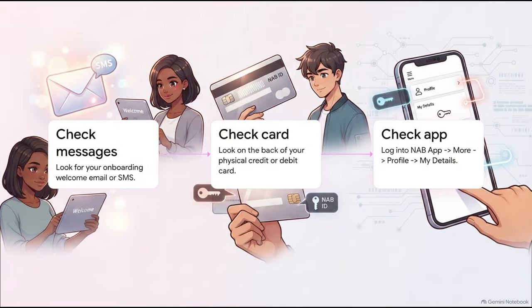So where do you find this key? Well, for personal accounts, you've got 3 incredibly easy ways to grab your NAB ID right now. First off, check your onboarding welcome email or SMS from way back when you first joined. Second, just flip over your physical credit or debit card. It's very often printed right there on the back. Or third, if you're already registered on your phone, just open up the NAB mobile app, tap on More, jump into Profile, and then select My Details. Your NAB ID will be sitting right there. Quick troubleshooting tip. If you're looking at a secondary credit card and don't see the ID printed on it, checking the app is definitely your safest fallback method.